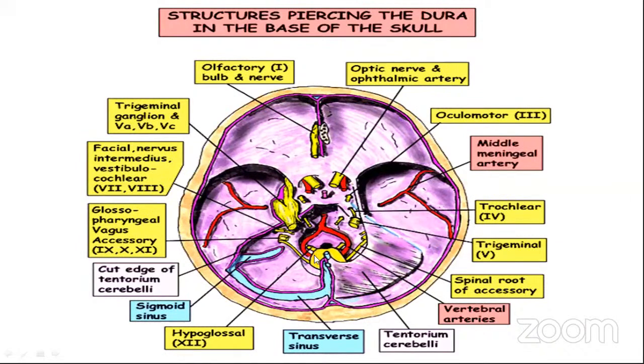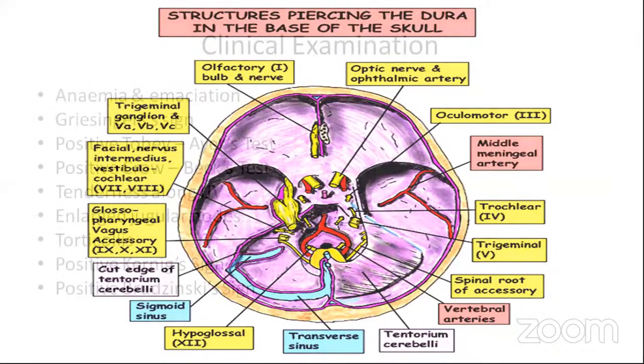And then you see hypoglossal nerve. This is the sigmoid sinus. And then here you see the glossopharyngeal, 9th and 11th coming through the jugular foramen. And in front of that you can see the hypoglossal canal, and 7 and 8 coming through the internal auditory meatus.